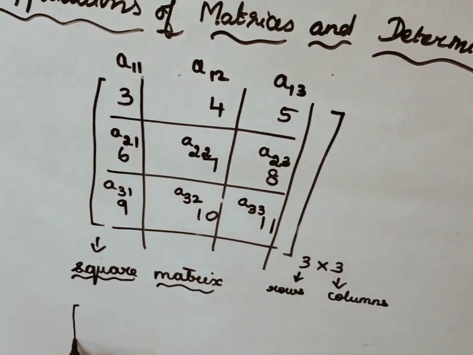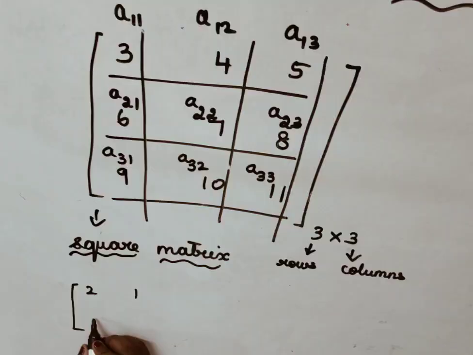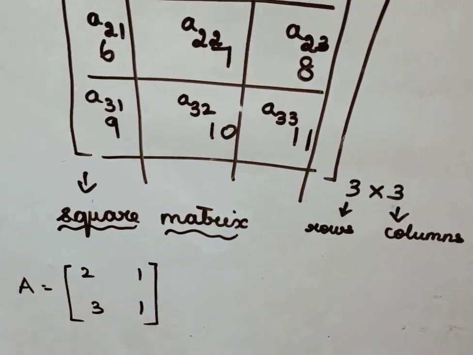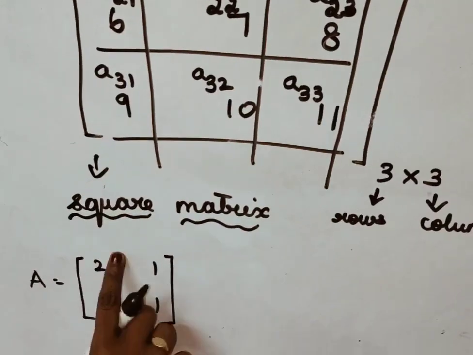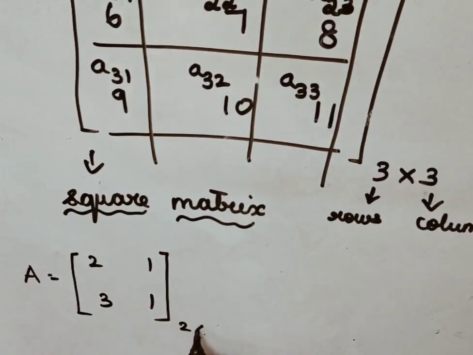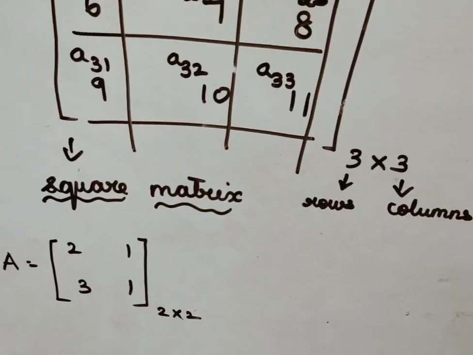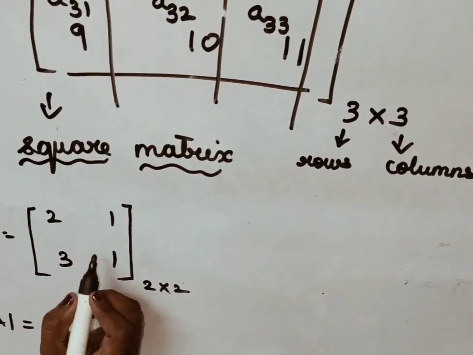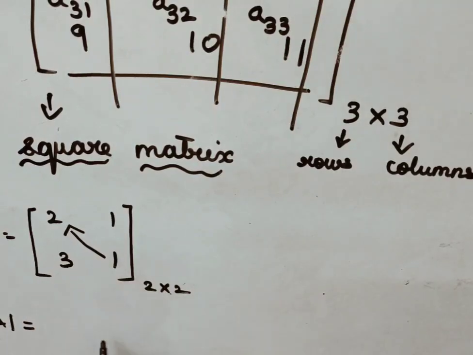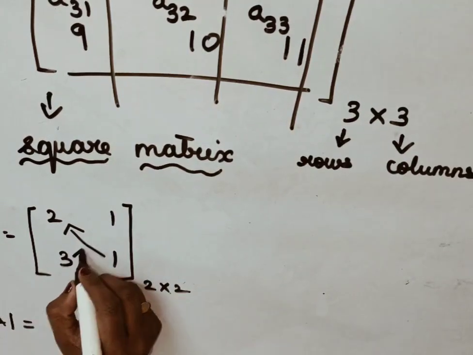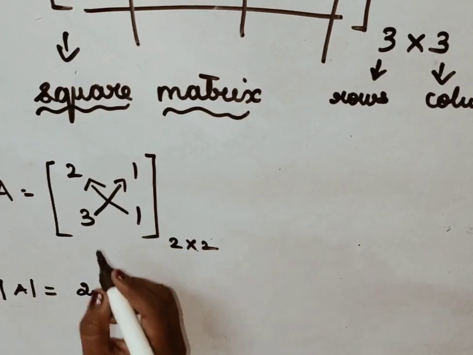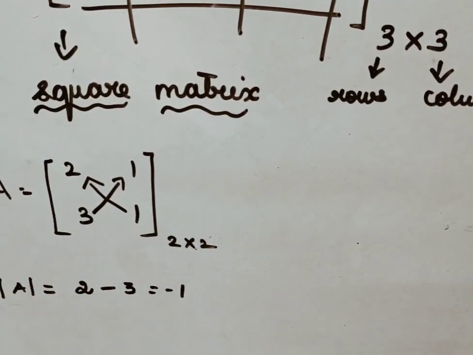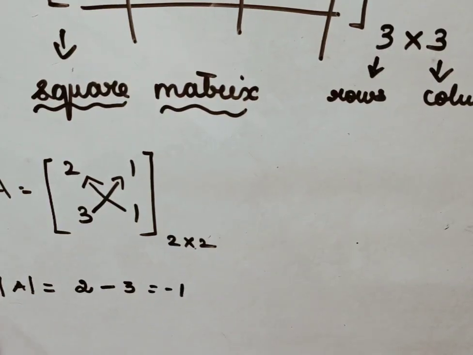I will consider one 2 cross 2 matrix: 2, 1, 3, 1. This is a 2 cross 2 matrix, and I am calling it A. So, first row, second row, first column, second column. The order is 2 cross 2, so it is a square matrix. To find the determinant, we first multiply this diagonal: 2 into 1 is 2. Next, by default we have a negative sign: 3 into 1 is 3, so 2 minus 3, which is minus 1. This is how we find the determinant of a 2 cross 2 matrix.